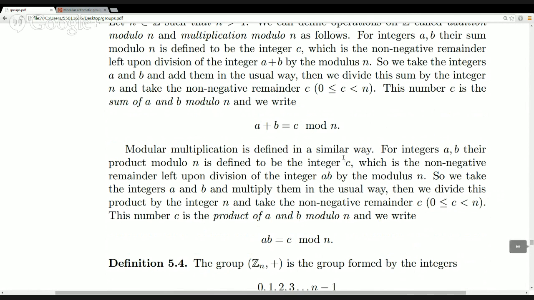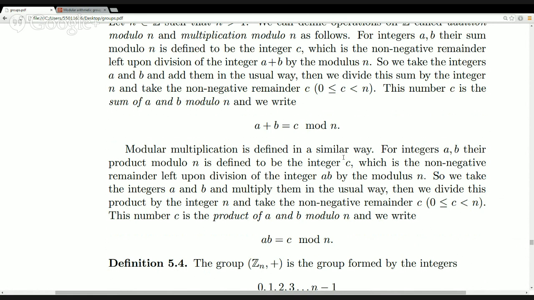Okay? Multiplication modulo n is just exactly the same thing, but using the operation of multiplication. So to multiply a and b modulo n, you look at the normal product a times b, the normal product of the two integers, but then you extract out of that the remainder c that's left after you divide a times b by n. Okay?